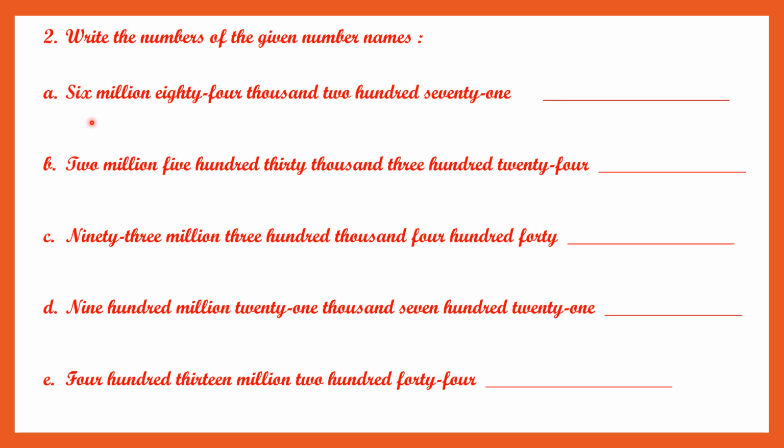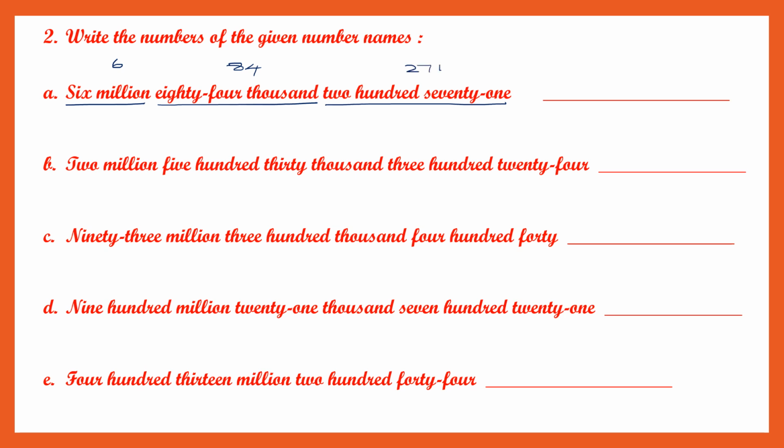Now, question 2 is write the numbers. So this time we've been given the number name. We have to find the number and write it out clearly in the international system. So when you see million, remember it is the international system. So here again, let's look out for the period. So we have 6 million. So in the millions period, we have 6. Then here we have 84,271.